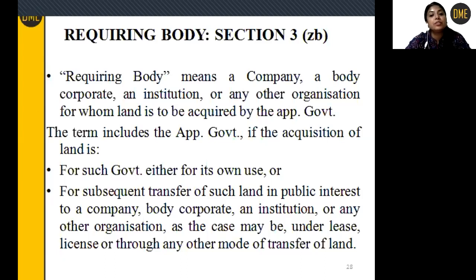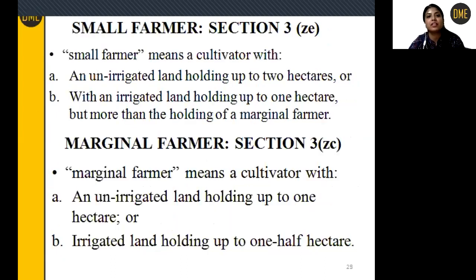The term includes the appropriate government if the acquisition of land is for such government either for its own use or for subsequent transfer of such land in public interest to the company, body corporate, an institution, or any other organization, as the case may be, under lease, license, or through any other mode of transfer of land.